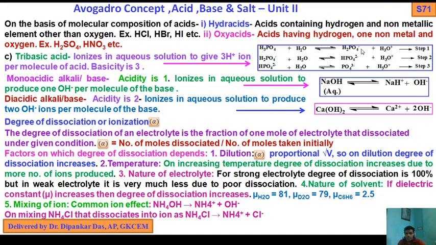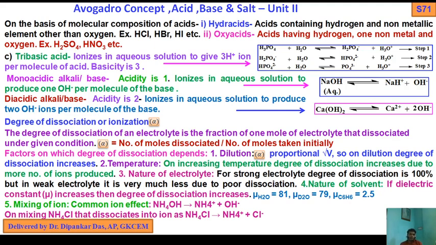H3PO4 plus water, you get H2PO4 minus plus H3O plus, step 1. Again H2PO4 minus reacts with water to give HPO4 2 minus and again produces hydronium ion, step 2. So HPO4 2 minus again reacts with water to give PO4 3 minus. So in step 3, it loses 3H plus ions. Okay, so tribasic acid. So I have discussed monobasic, dibasic, tribasic and also hydroacids and oxyacids.